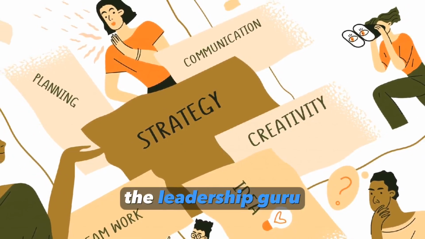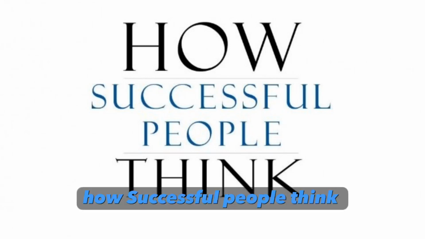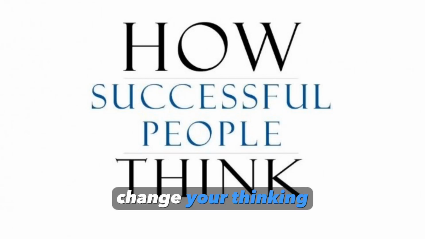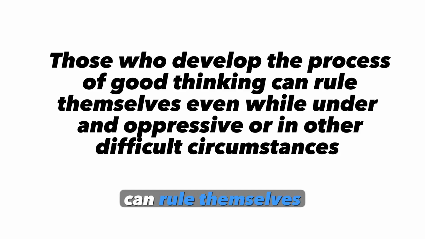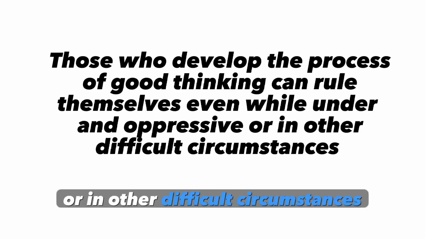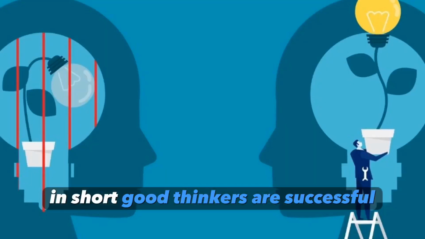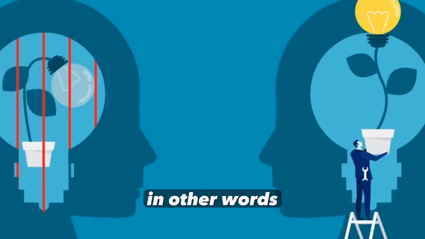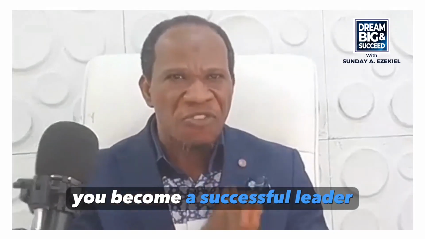organization. The leadership guru, John C. Maxwell, in his book, How Successful People Think, Change Your Thinking, Change Your Life, noted, "Those who develop the process of good thinking can rule themselves, even while under an oppressive ruler or in other difficult circumstances. In short, good thinkers are successful." In other words, when you become a good thinker, you become a successful leader.